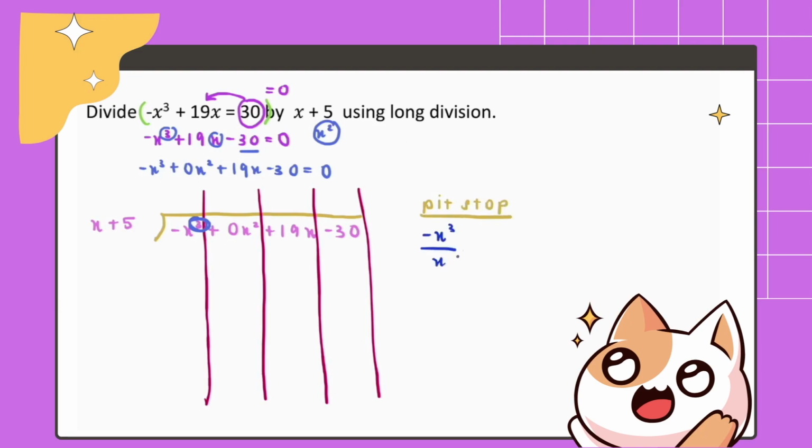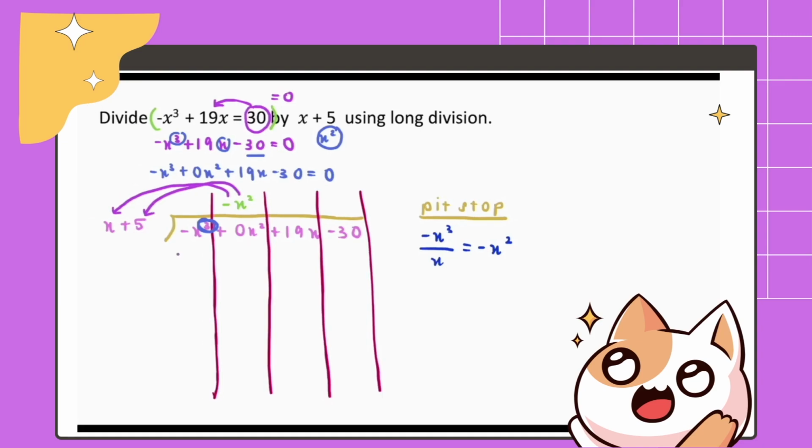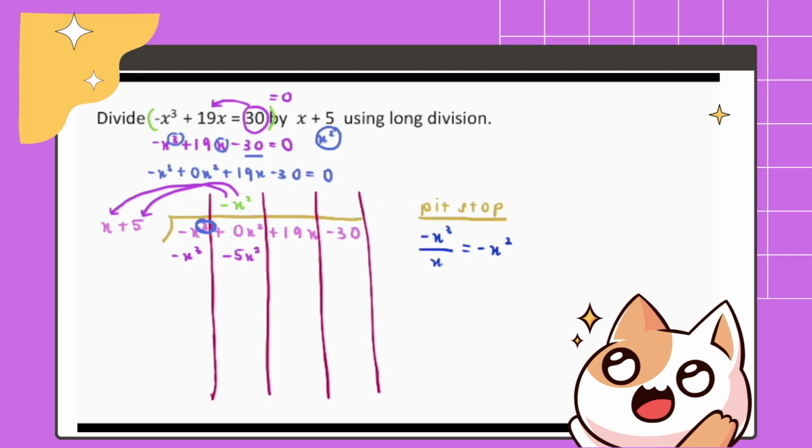Divide negative x the power of 3 by x to get negative x the power of 2. The quotient is times by the divisor. So we multiply negative x the power of 2 with x, which is negative x the power of 3. And then multiply it with 5, which is negative 5x the power of 2.